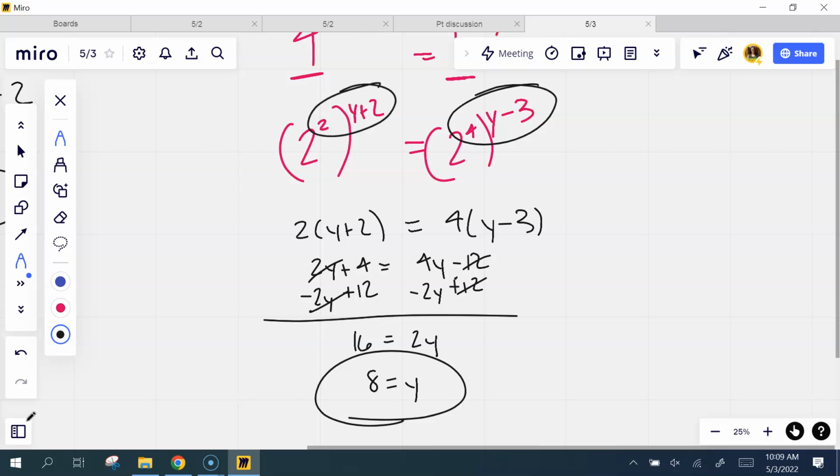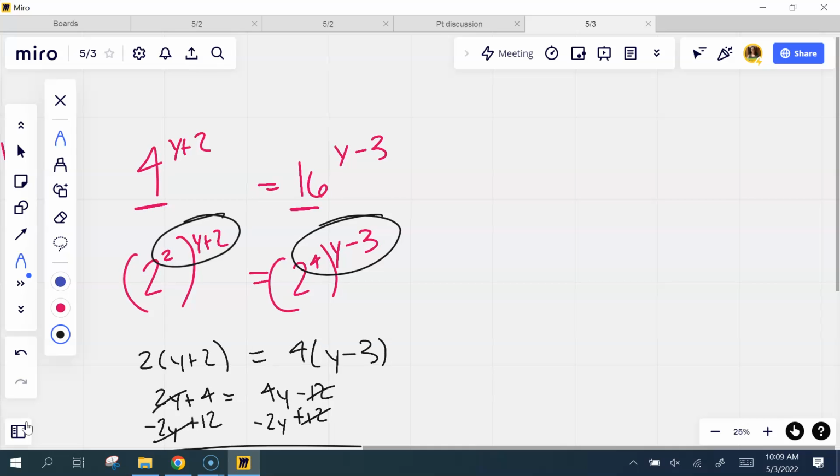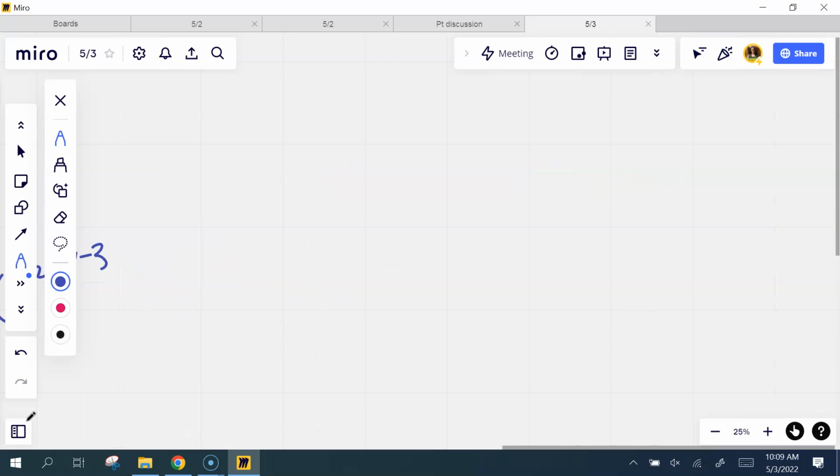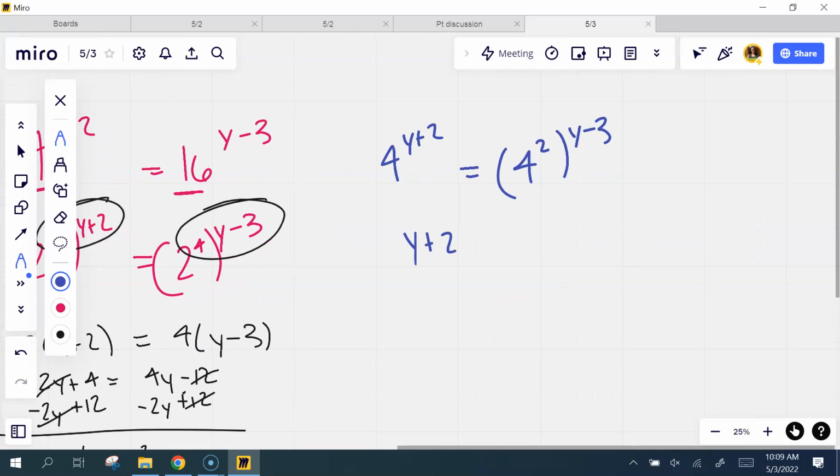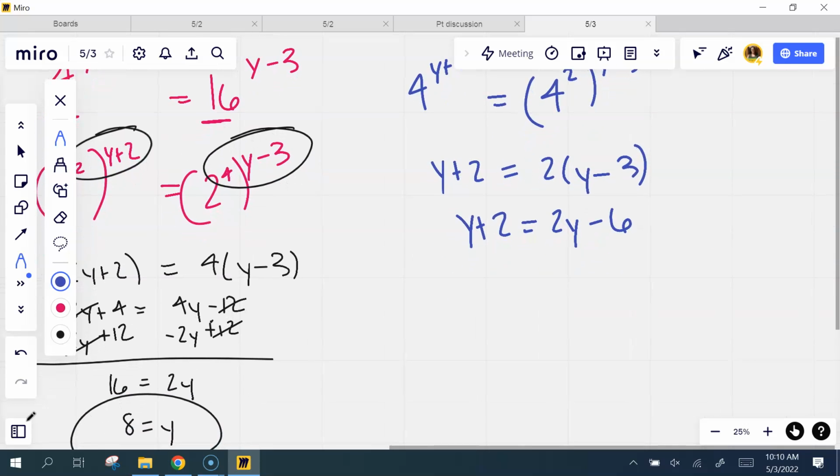Yeah. You want to get the bases the same and then solve for the exponents. Now again, you didn't have to use 2. You could have left this a 4 and had 4 to the y plus 2 and changed 16 to 4 squared. It doesn't matter, whatever works is fine. I'm just showing you that if you had chosen 4, it still works.